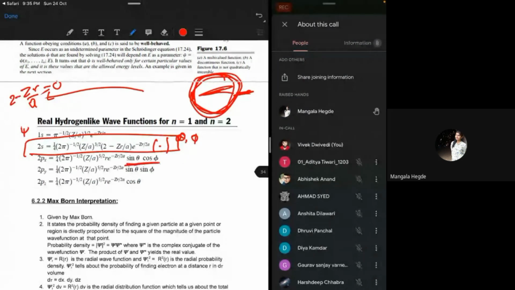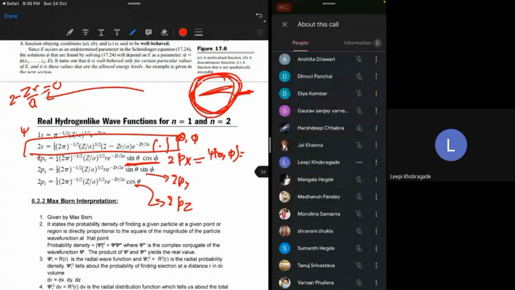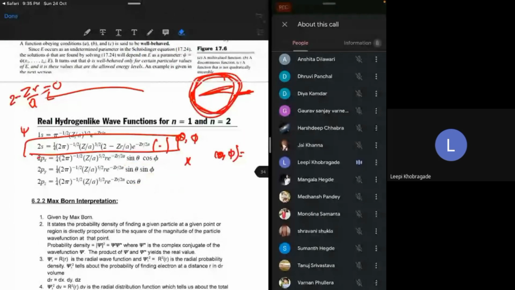Where do you see theta and phi? You see it for 2px, 2py, and 2pz. For 2px, what is psi theta phi? What is the angular part of the wave function for 2px? Sin theta cos phi. Yes, exactly. So psi theta phi for 2px is sin theta into cos phi.